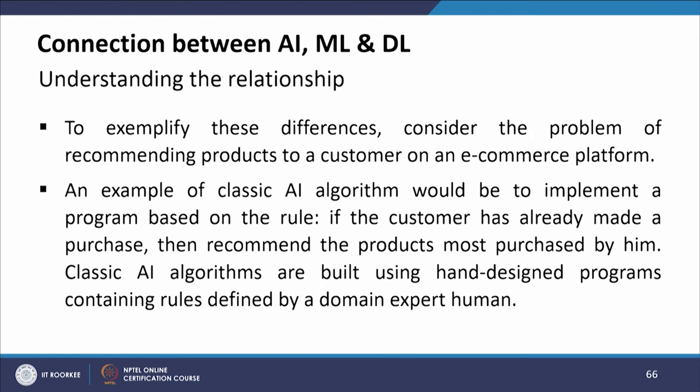To exemplify these differences, consider the problem of recommending products to a customer on an e-commerce platform. An example of a classic AI algorithm would be to implement a program based on the rule: if a customer has already made a purchase, then recommend the products most purchased by him. Classic AI algorithms are built using hand-designed programs containing rules defined by domain expert humans. Now consider a customer that has never bought on the platform. The defined rule will fail.